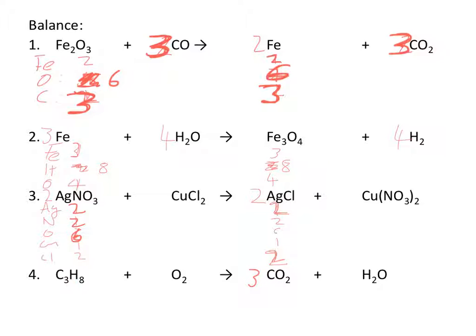Okay, now I've got 8 hydrogens here. I've got 2 over here. So why don't we put a 4 here? Okay, so my carbon was sorted. My hydrogen is now sorted. Let's see about our oxygen. So over here we've got 2. And on the right hand side we've got 3 lots of 2, which makes 6, plus these 4 here. 6 plus 4 is 10. How do we get 2 up to 10? We can put a big 5 in there like that.